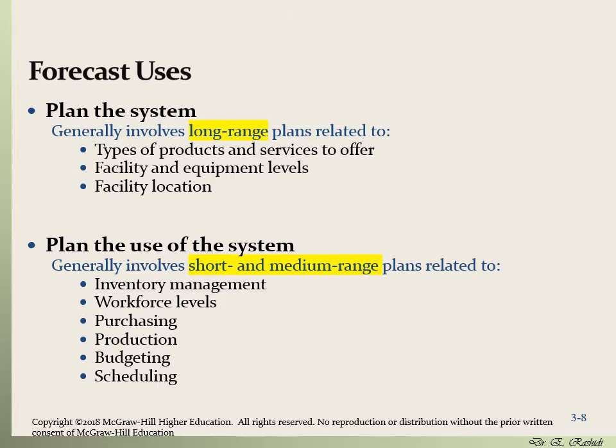Also, based on knowing the demand for that specific season or that short or medium time horizon, you can acquire or employ the workforce that you need. The level of workforce is another part of planning the use of the system. And also, how much equipment and how many raw materials you need to purchase to meet the demand that you predicted. So that's production level, purchase level, and also budgeting and scheduling for production and for the use of your workforce. That's the second use of forecasting.